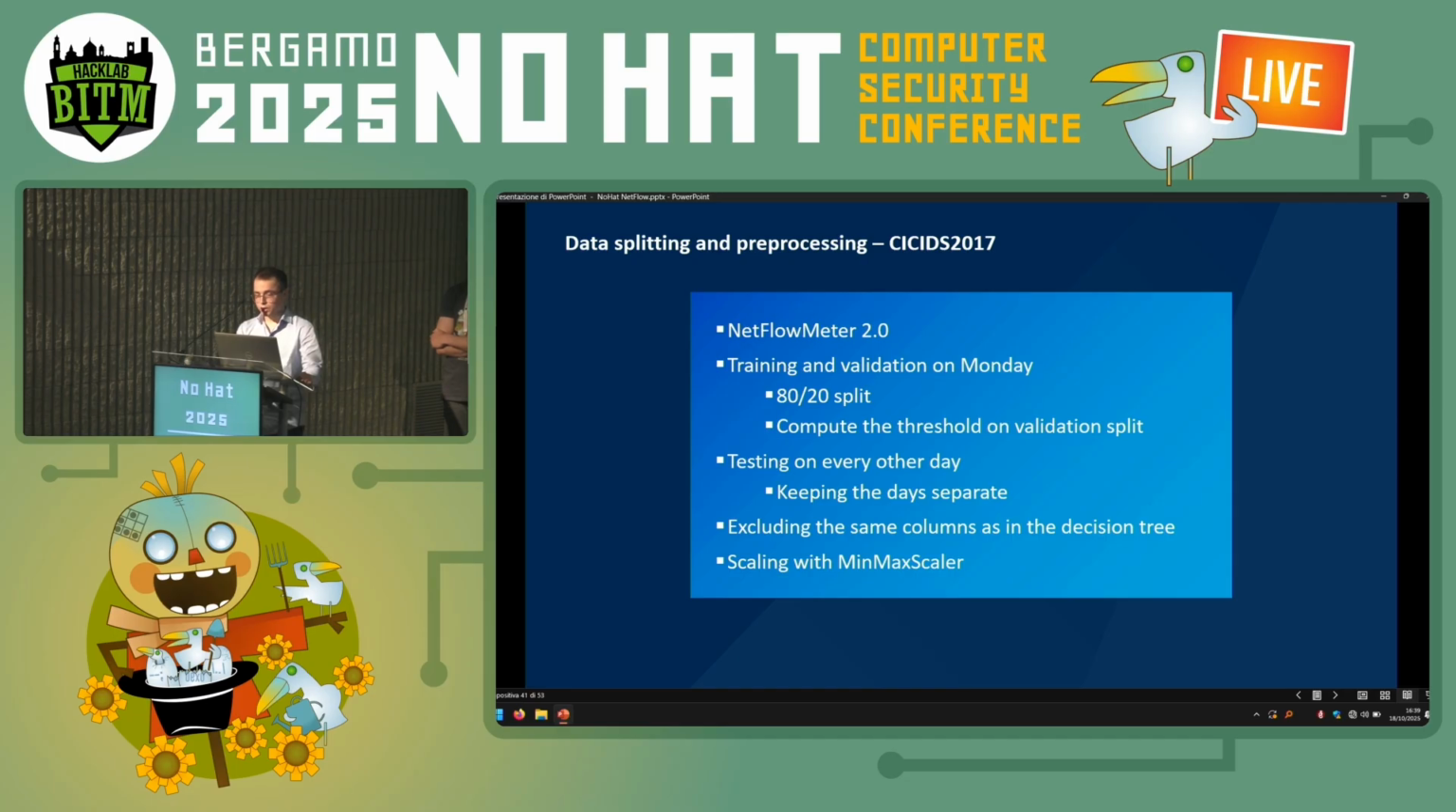I'm going to train and validate the model on the data from Monday, which is our benign normal day. And I'm going to use an 80-20 split here. And I'm going to compute the threshold on the validation split as a high percentile of its reconstruction errors. In the end, I selected the 92nd percentile. So then I'm going to test on every other day, and I'm going to keep them separate to compare them.